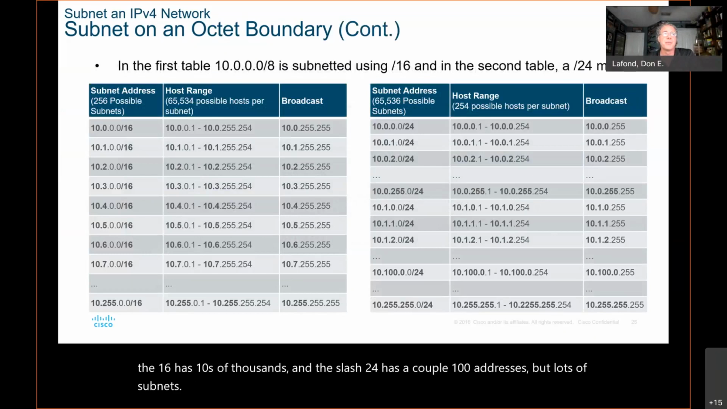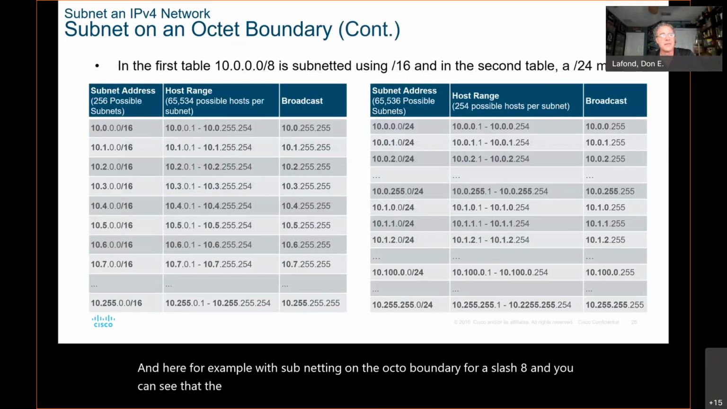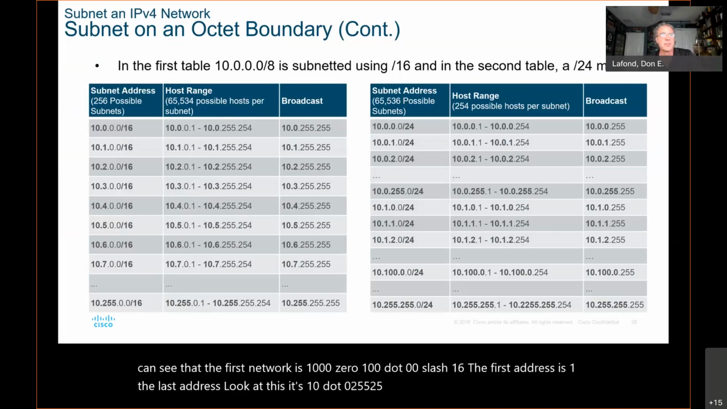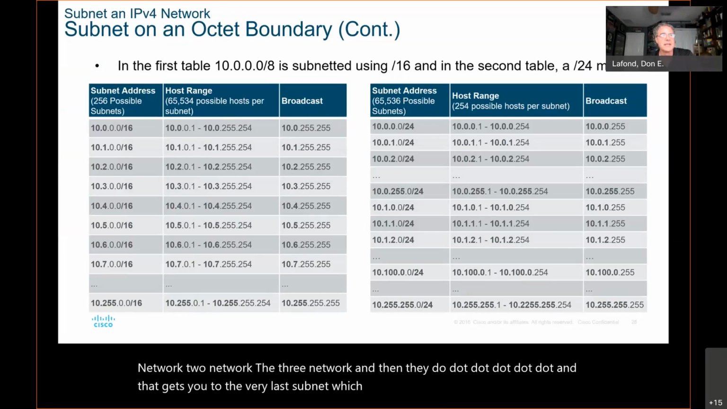And here, for example, is subnetting on the octet boundary for a /8, and you can see that the first network is 10.0.0.0/16. The first address is .1. The last address, look at this, is 10.0.255.254 because the broadcast is 255.255. And that's the 0 network here. And then we have the 1 network, the 2 network, the 3 network, and so on.